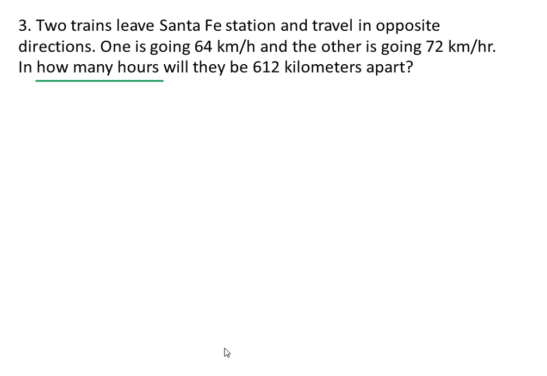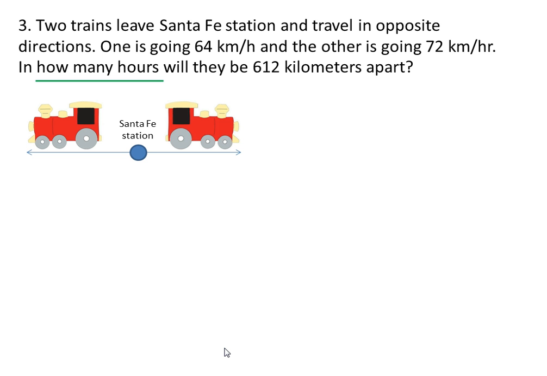Okay, let's go back through the problem and see what things we can get out of it. First off, we have Santa Fe Station. We have two trains in opposite directions, one going 64 kilometers per hour and the other going 72 kilometers per hour. Got that? Now let's go into the second part where it says they will be 612 kilometers apart. That means the total distance between the two needs to be 612, even though they're going in opposite directions. So the only thing we don't know, we'll make x equal the number of hours traveled.